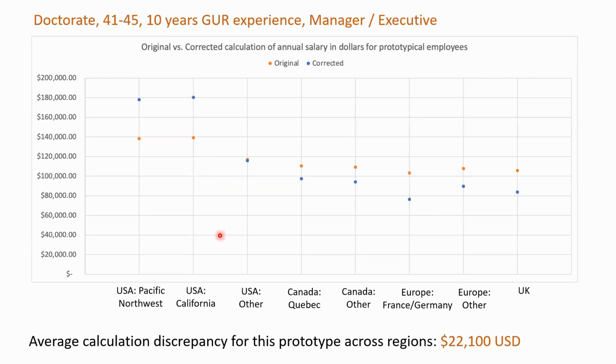And then for this last person, the more veteran person, the person holding a doctorate, early 40s, 10 years of games user research experience, they're a manager or an executive. We're seeing a much even bigger discrepancy here on average across the regions, $22,000 USD. And that trend among the regions, we see that in these two regions on the west coast of the United States, the calculator was giving values that are too low, and in these other regions, the values were too high from the calculator.